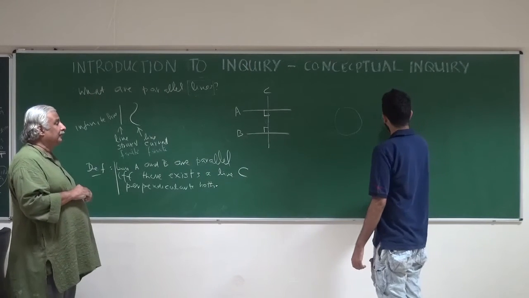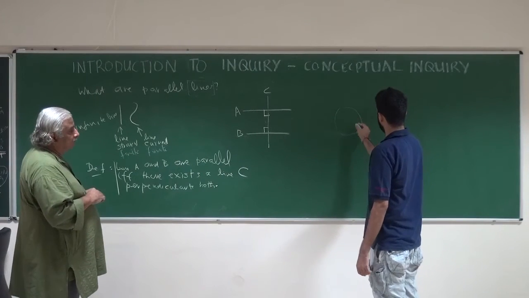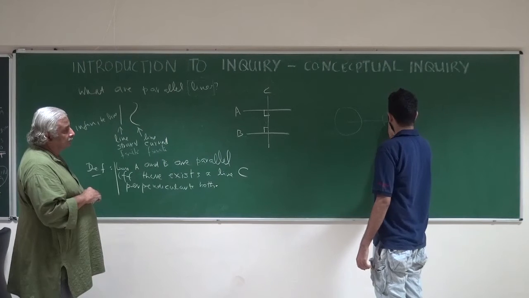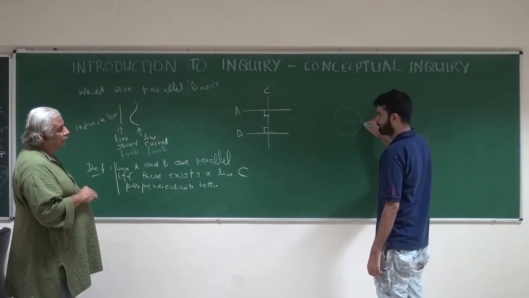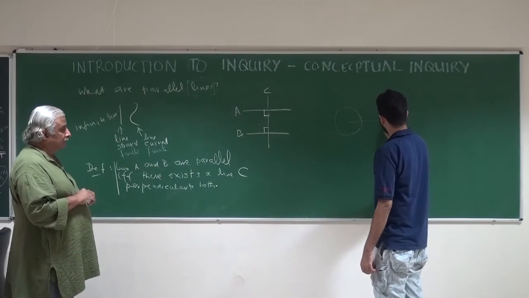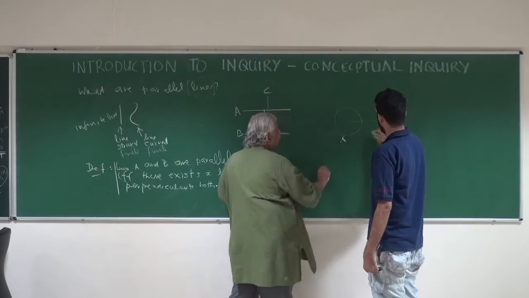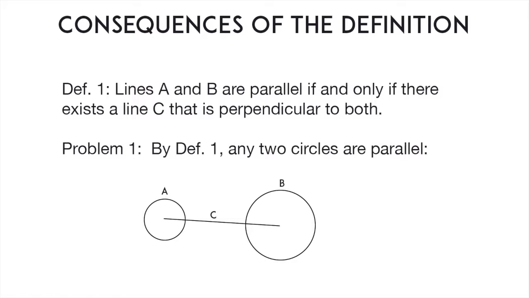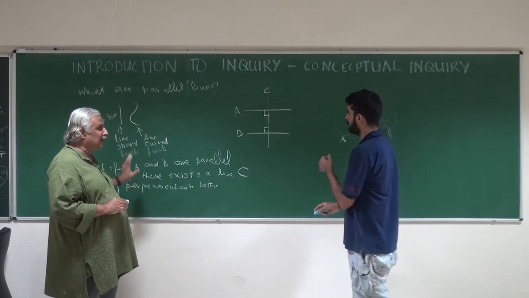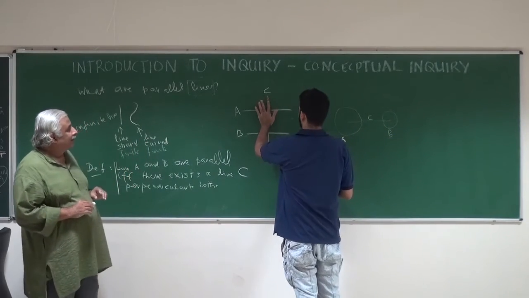If I connect this to this, it is perpendicular here, and this is perpendicular here. So you're saying this is line A, this is line B and this is line C. According to the definition, those are parallel lines. And we don't want to say that. It's the same problem that we saw in the case of solid and liquid. But one more thing.